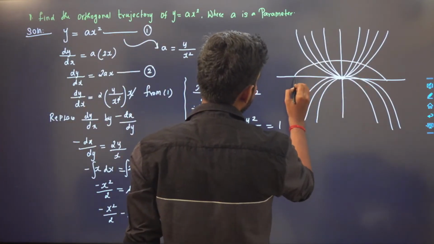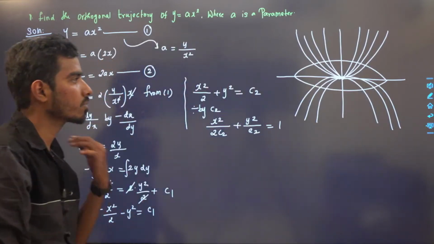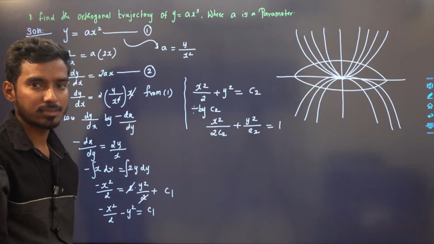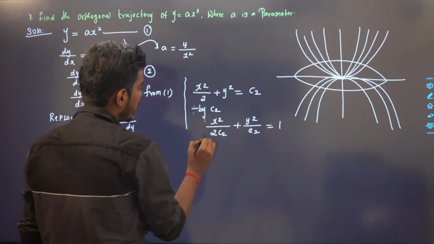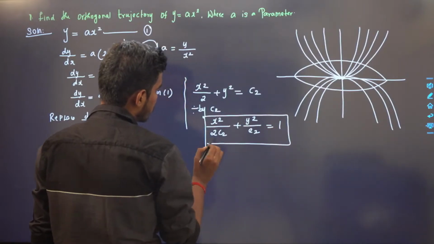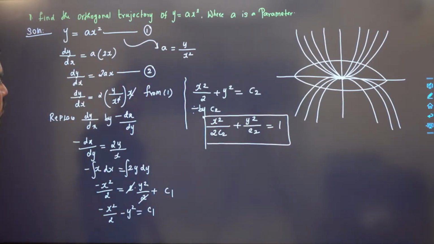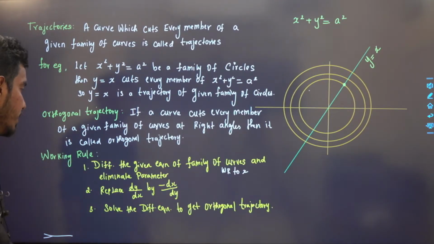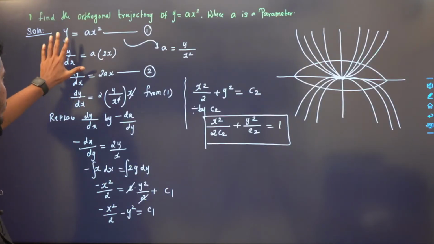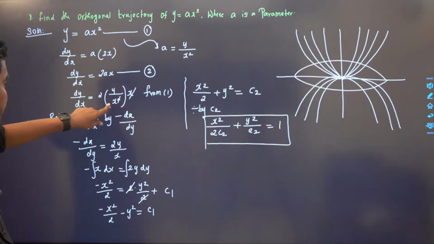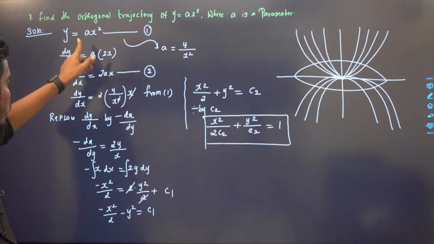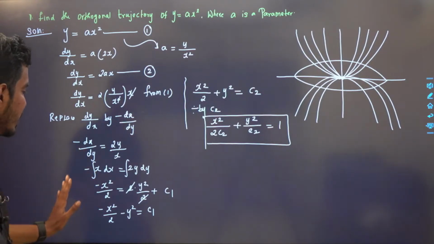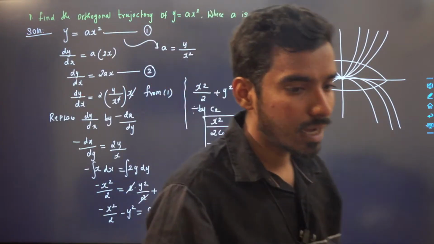So this is a curve that cuts every member of the family, and it also cuts at right angles, right? Very simple. This is the orthogonal trajectory. So what you have to do is differentiate the given equation of family of curves and eliminate the parameter. We differentiated with respect to x and eliminated the parameter by finding the value of a from 1 and replacing it. Now we replace dy by dx by minus dx by dy, and then solve the differential equation to get the orthogonal trajectory.